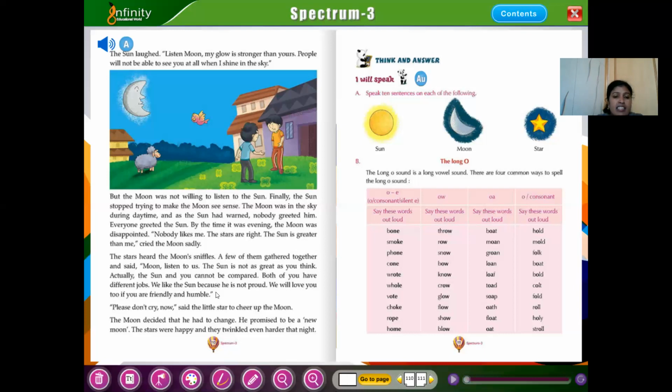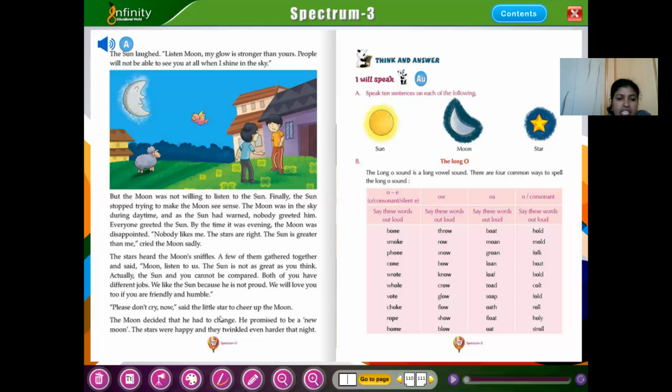Yes, we like the sun because he is not proud. So the stars told the moon, you are not to be compared. Both are working very different jobs. We like the sun because the sun does not feel proud in himself. We will love you too if you are friendly and humble. If you become very friendly, very humble, and very kind-hearted with us, we will also love you.